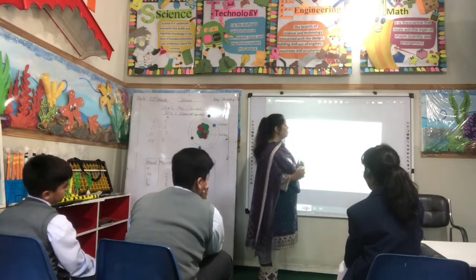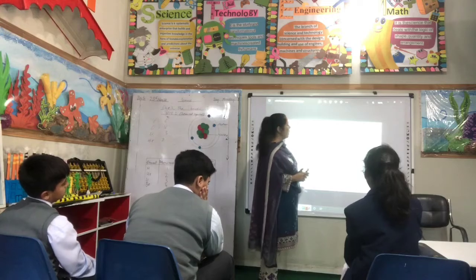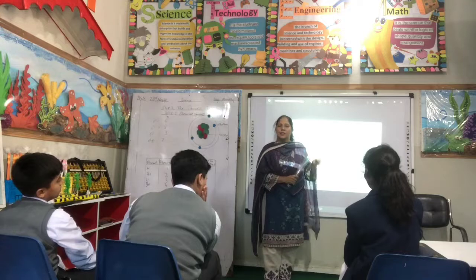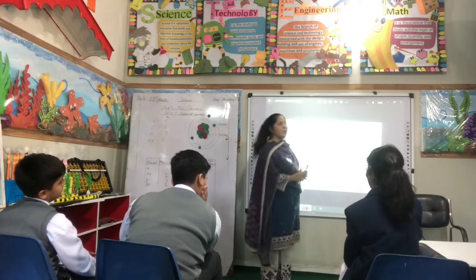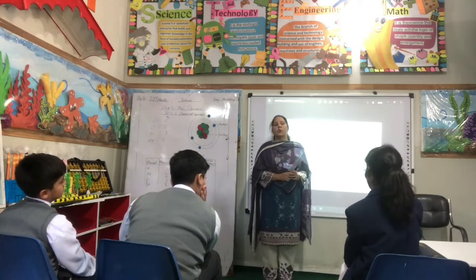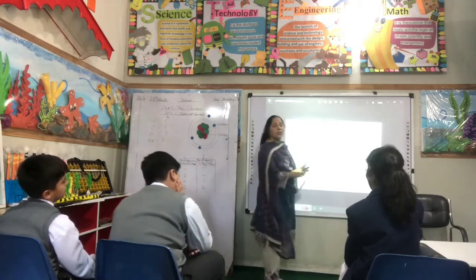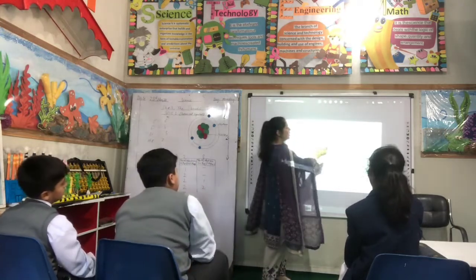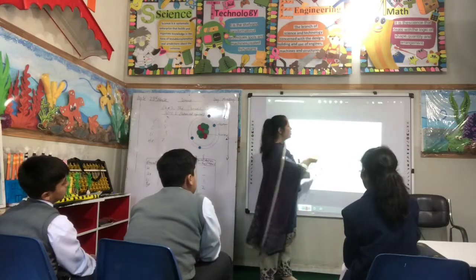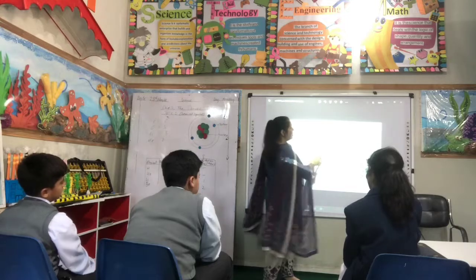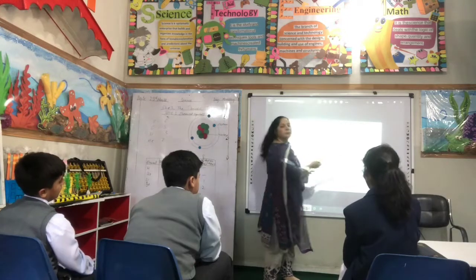Okay, now come to the third one, carbon. Carbon has atomic number 6, which means protons are 6 and electrons are also 6. So how can we arrange them? We can put 2 electrons in the first shell and the remaining 4 electrons in the second shell.